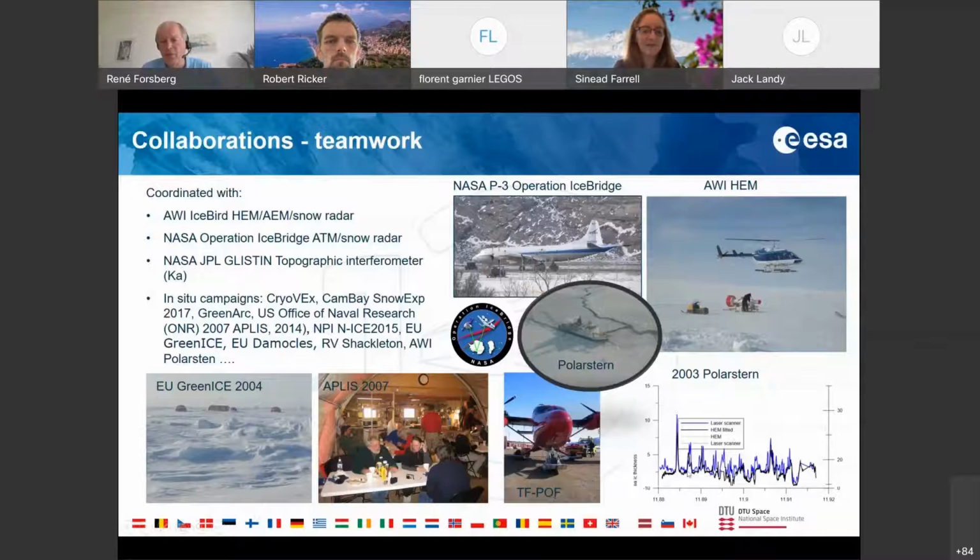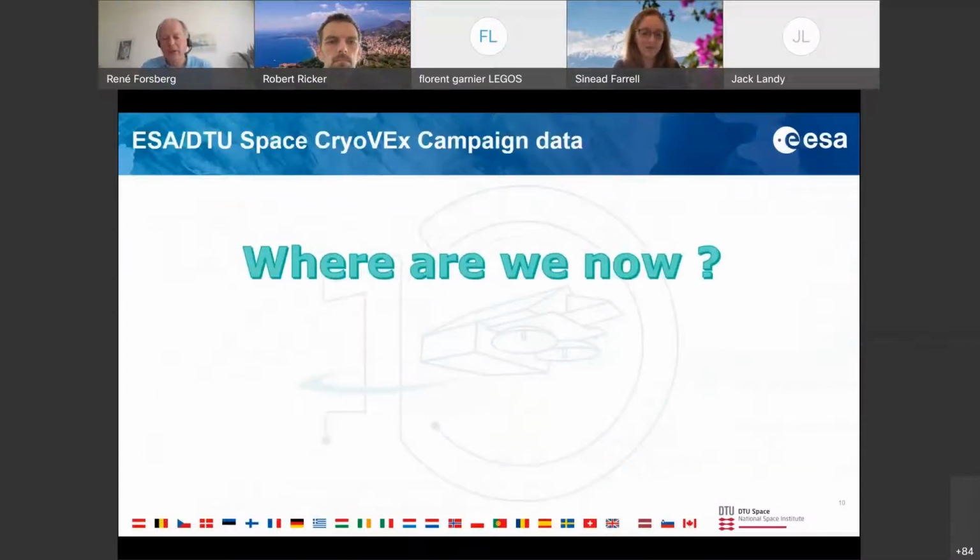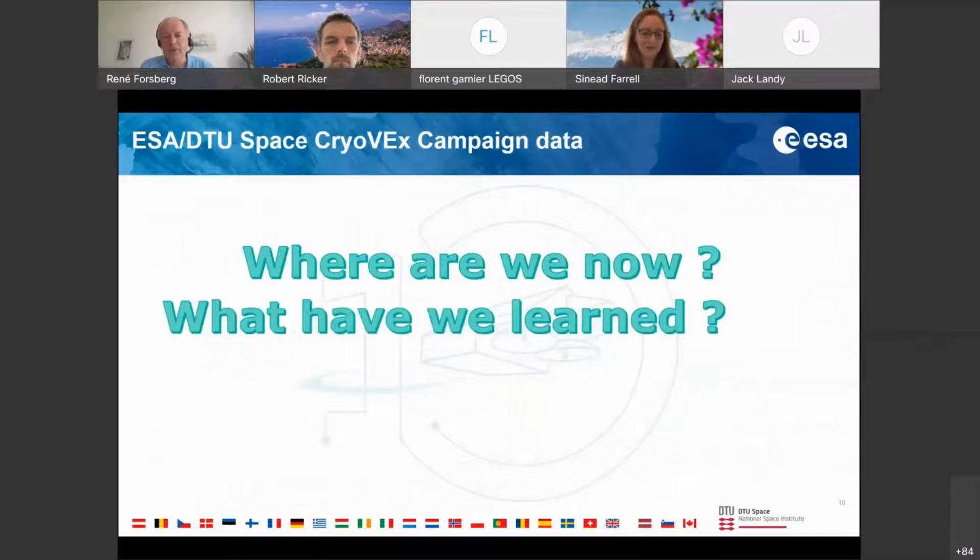And here's some examples of flights from Polarstern with the helicopter EM. And here we have the laser measurements of the ice thickness also, or the freeboard, sorry, also. And you can see good coincidence, but you also see details in the way these different methods pick up the local details and the ridges and so on. So that's a lot of work. Where are we now, and what have we learned from this?